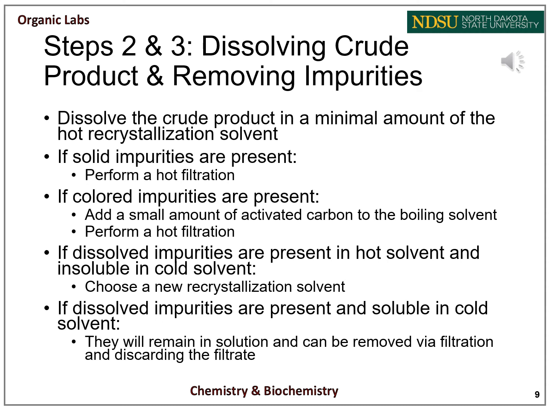If colored impurities are present, a small amount of activated carbon can be added to the boiling solvent and allowed to stir for a short while, along with adding a bit more hot solvent to prevent recrystallization from occurring and performing a hot filtration like earlier. If dissolved impurities are present in the hot solvent but insoluble in the cold solvent, I'm sorry, but you're going to have to start over with a new recrystallization solvent, as both compounds are now solid again and mixed together.